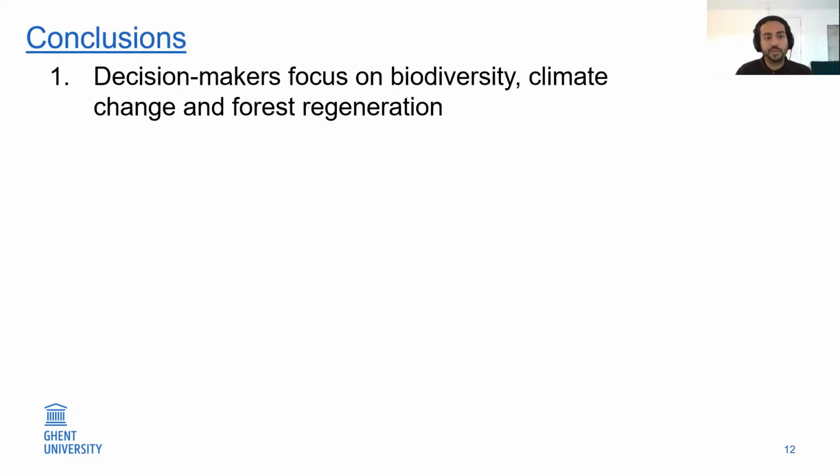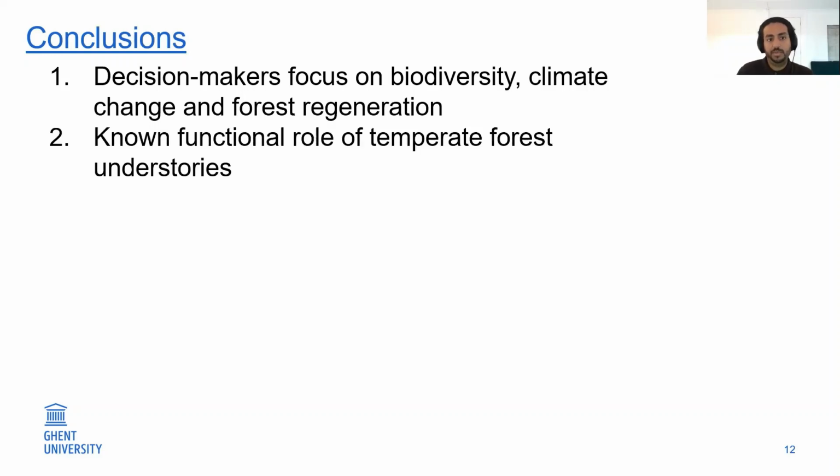So first, our questionnaire has shown that decision makers indeed focus on biodiversity, climate change, and forest regeneration. And then second, the studies at our lab here at Ghent University, but also beyond, show that the forest understory really has a functional role, but it is also a biodiversity reservoir. Up to 90% of the vascular plant species are represented in this layer in the temperate forest biome. So this is really important also for other species such as pollinators.